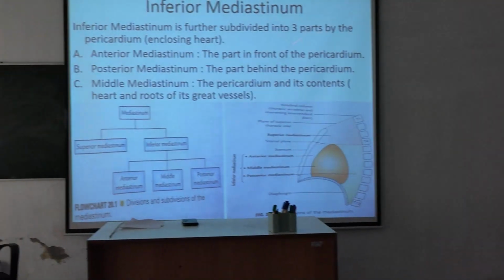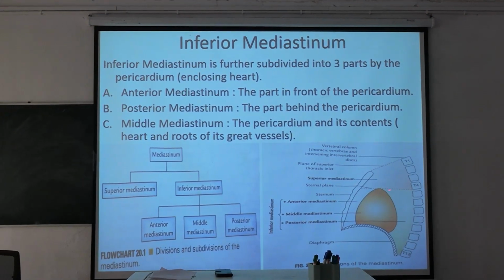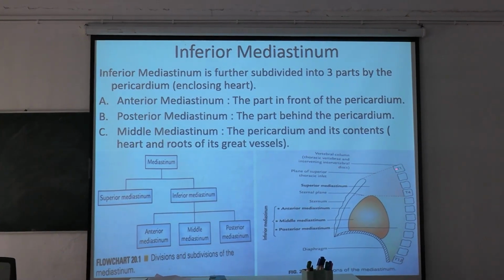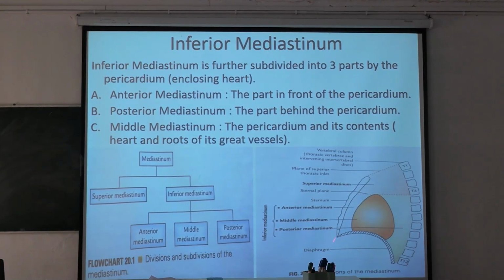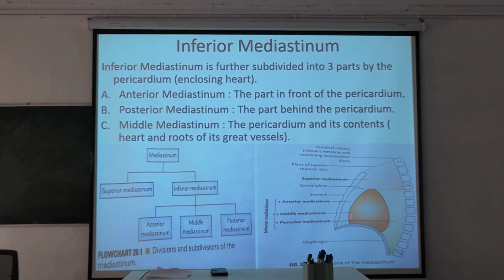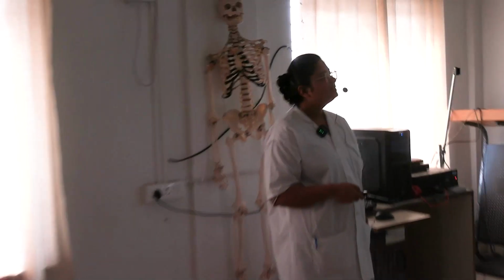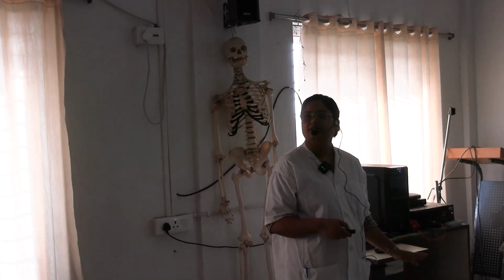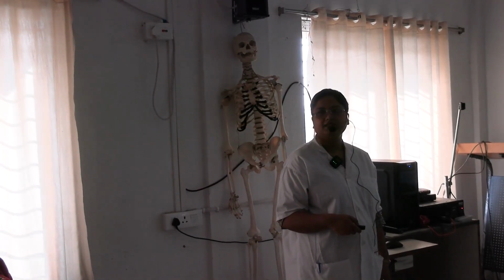Next, the inferior mediastinum is further subdivided into three parts by the pericardium enclosing the heart. See, this is the pericardium enclosing the heart. It is dividing the inferior mediastinum into three parts. Anterior to it lies the anterior mediastinum, posterior to it is the posterior mediastinum, and the heart and the pericardium are included within the middle mediastinum. So these are the three divisions of the inferior mediastinum.